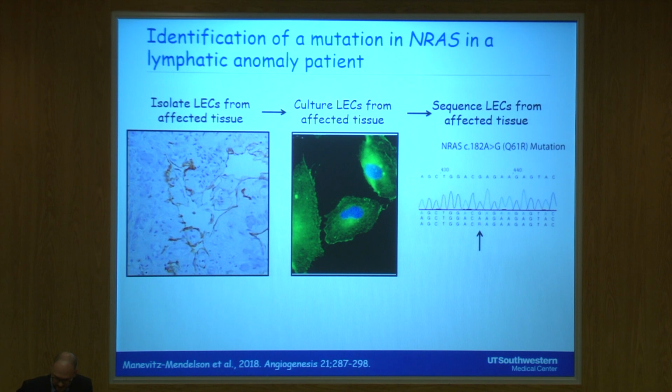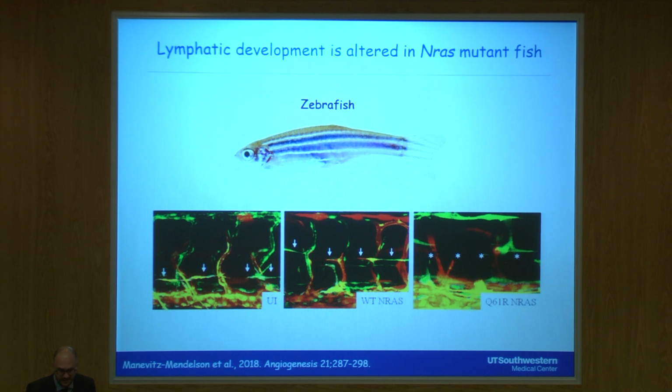And now what this is allowing us to do is it's not only giving ideas or pointing towards specific therapy, but it's also led to the development of an animal model of the disease. And what this investigator has done is created a zebrafish model. And she's using this model to test different therapies and to better understand the progression of this disease, or to understand how NRAS drives lymphatic abnormalities.